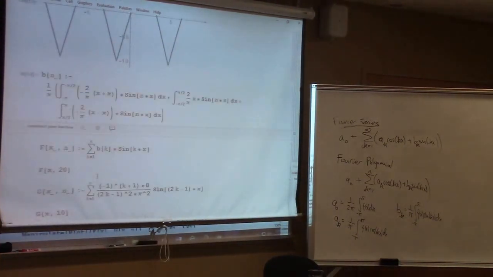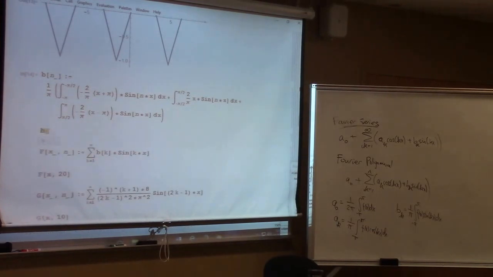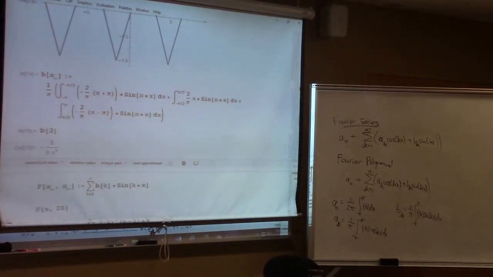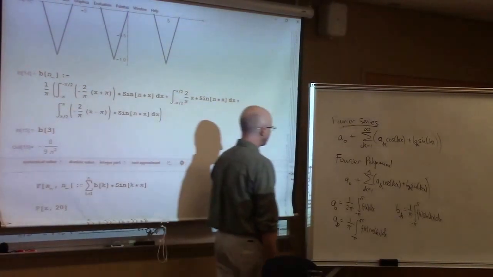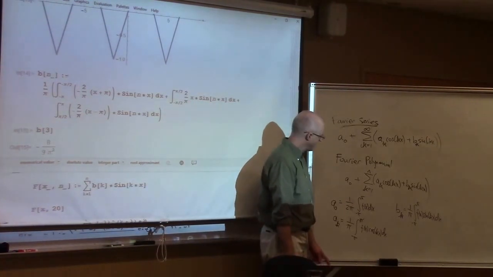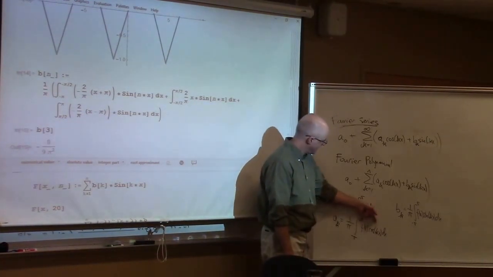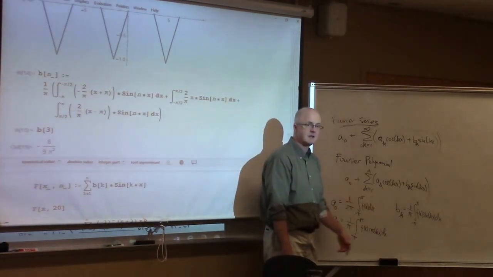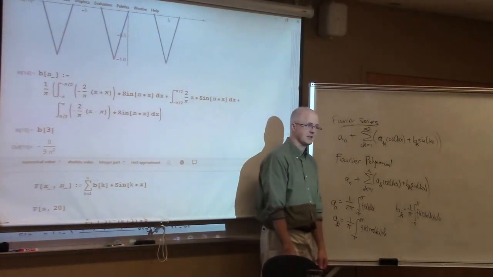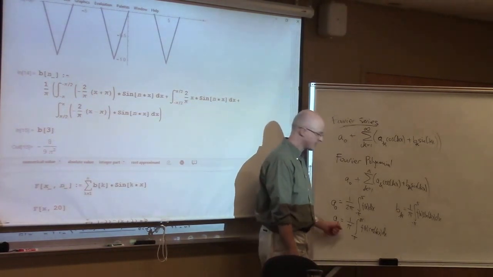And then Mathematica can evaluate these b's for different n's, like n equals 3, for example. It's negative 8 over 9 pi squared. That's b3. What about the a's? I don't have any a's in there. Why not? It's because for the formula for the a's, this function times cosine is going to be an odd function, actually, and therefore this integral is going to be 0.